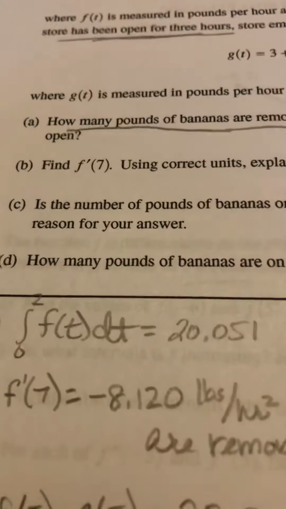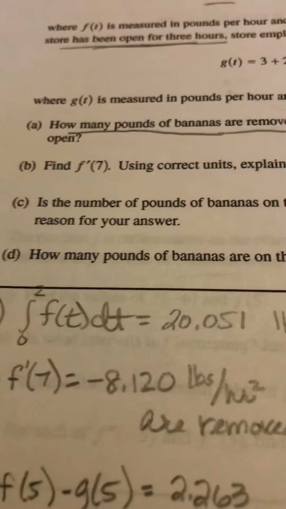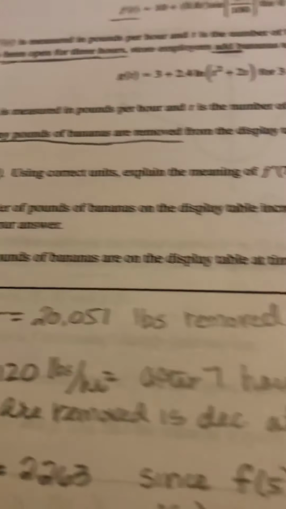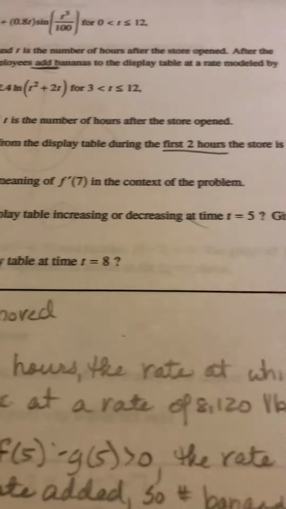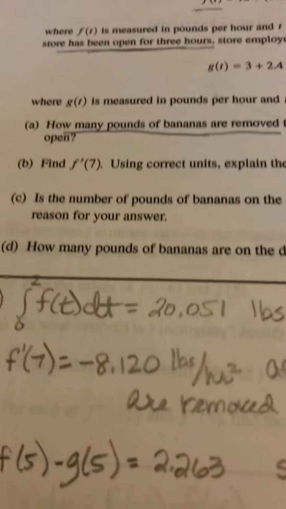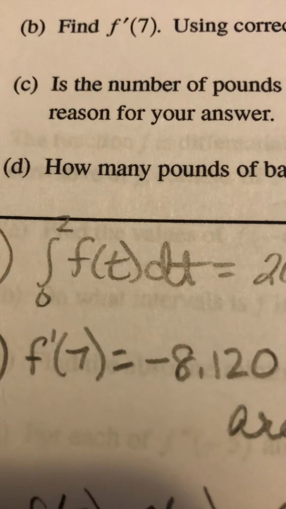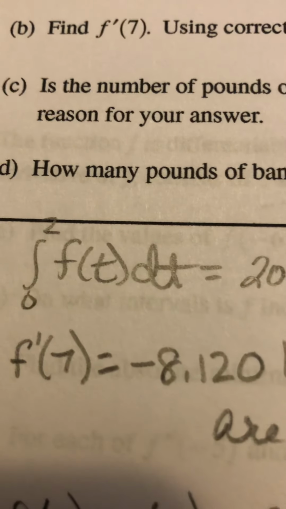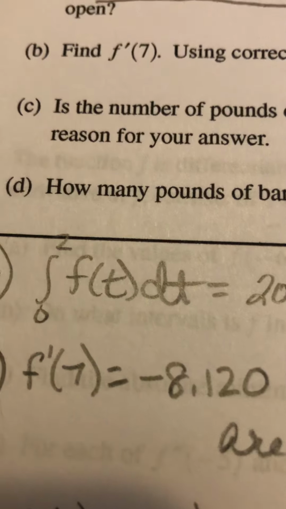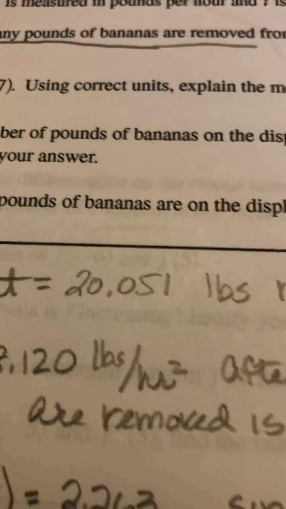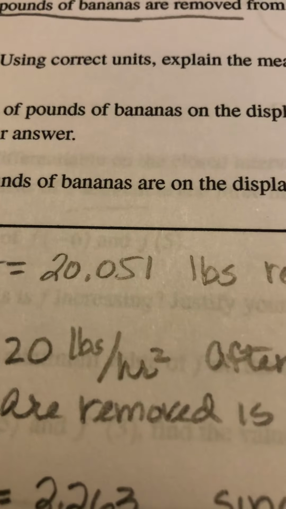So now we can get into the question. How many pounds of bananas, so right there we know we're going to integrate, are removed during the first 2 hours the store is open? So there we go. That's just an integral from 0 to 2 of f of t, because f of t is the rate at which the bananas are removed, dt. And this we just do Math 9 on the calculator.